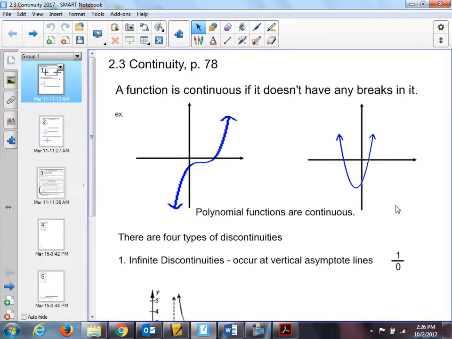Anyways, this is continuity, page 78 in our textbook. 2.3 is the section. But don't worry about the textbook right now.